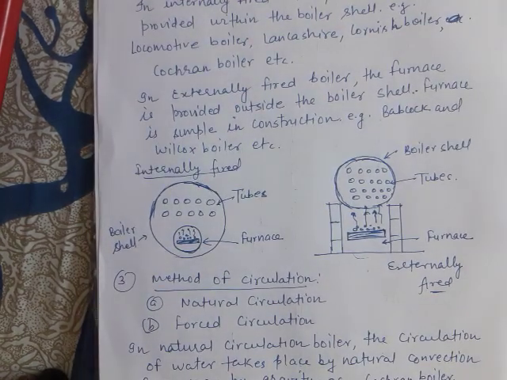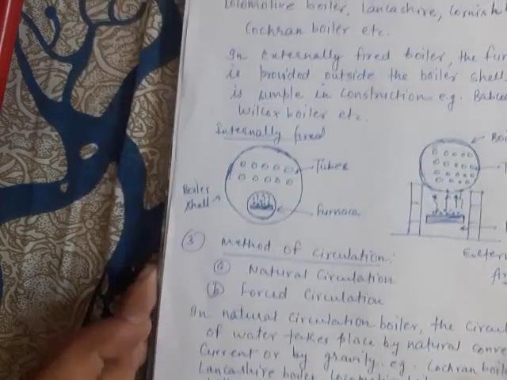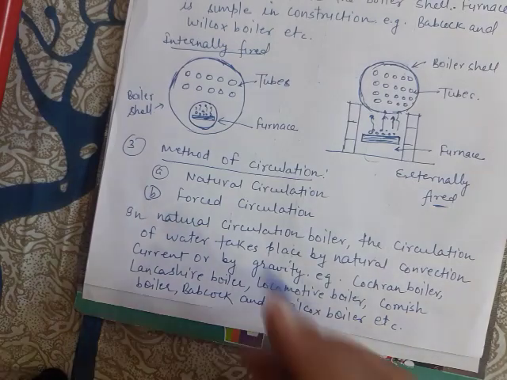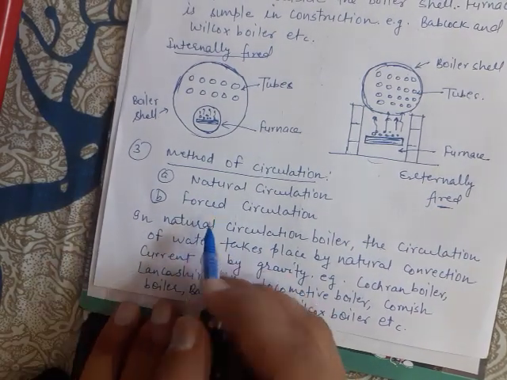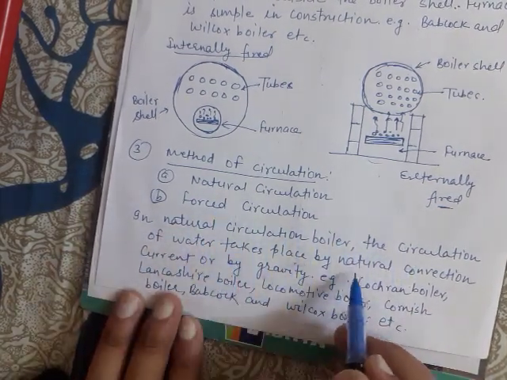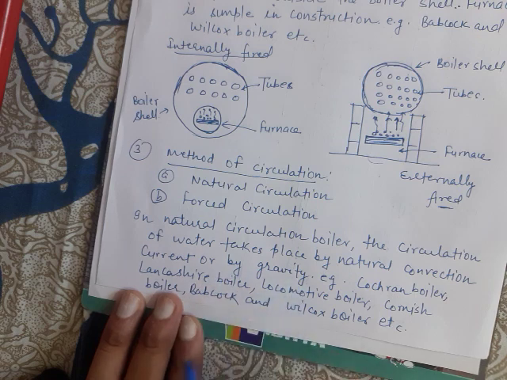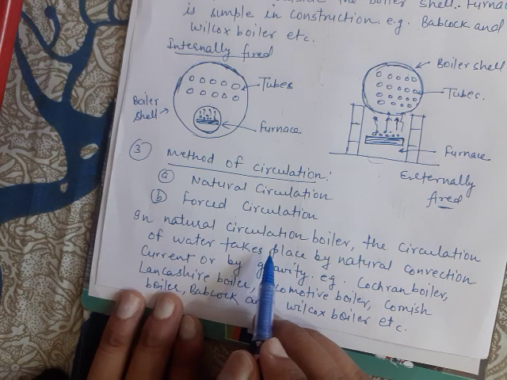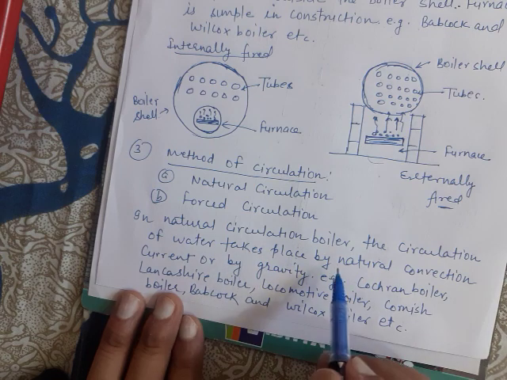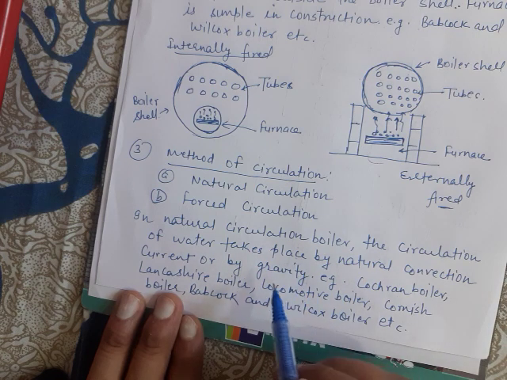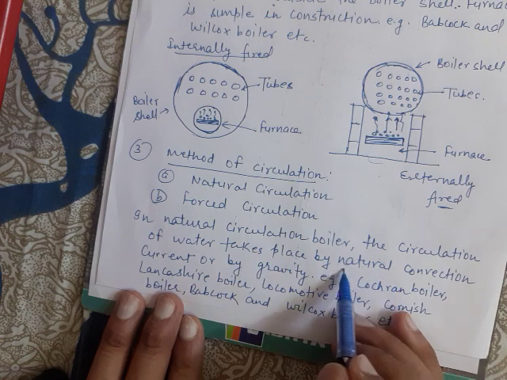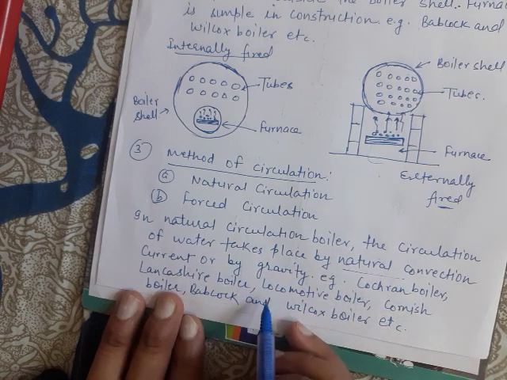According to the method of circulation, the boilers can be classified as natural circulation boilers and forced circulation boilers. In a natural circulation boiler, circulation of water takes place by natural convection currents or by gravity. Please note, in a natural circulation boiler, the water is circulated inside the boiler or outside the boiler either as a result of natural convection currents or by gravity.